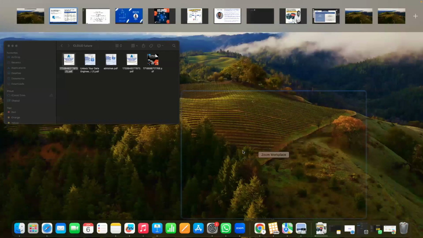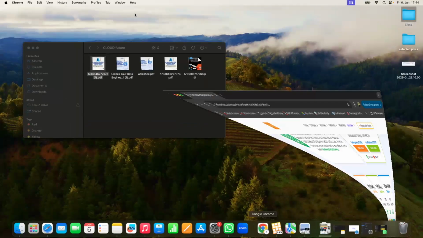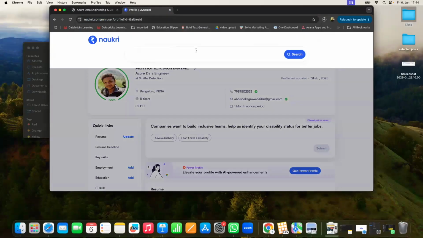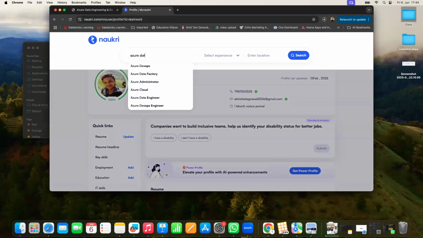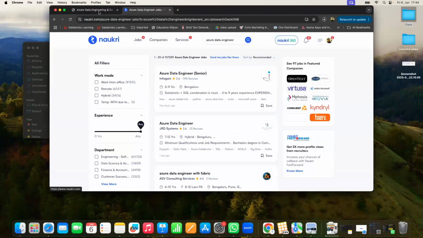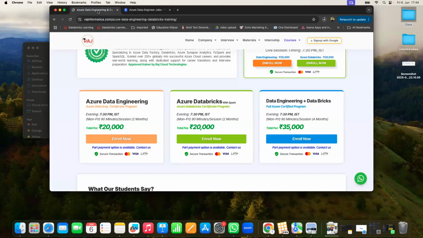And then if you are confused about which particular cloud to go for, ideally you can also go to Naukri.com. You can just try to understand and find the Azure data engineering profile here, and then you will see many job openings over here. So that is why I suggest the Azure data engineering role.